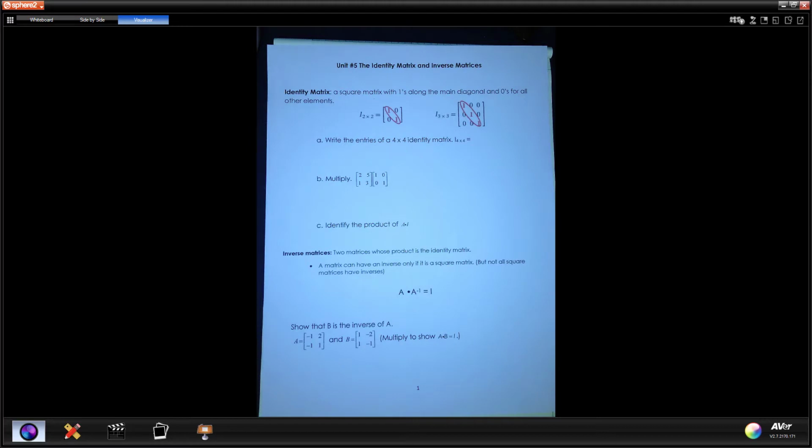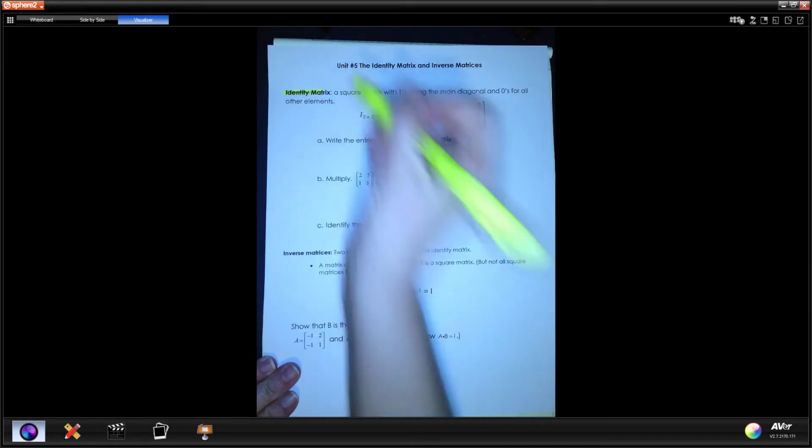We are going to be looking at the identity matrix and inverse matrices. Ultimately, we are on a very abbreviated version of the inverse matrices, so just kind of follow along. They did cut a lot of that out for us due to the situation that is going on. But from this, what we do need to make sure we know is what is an identity matrix.